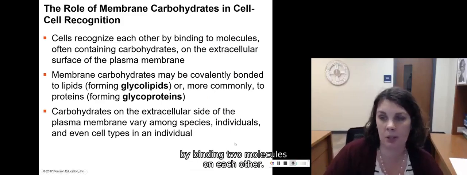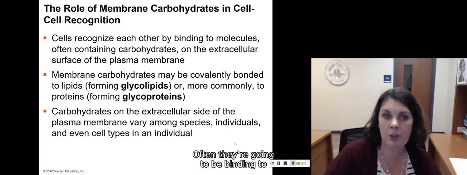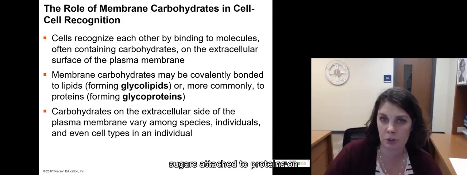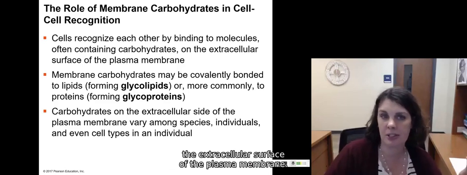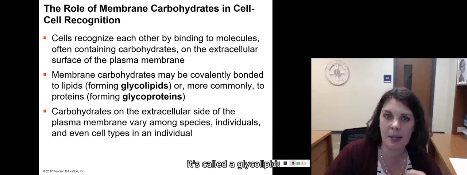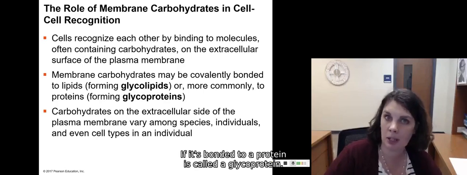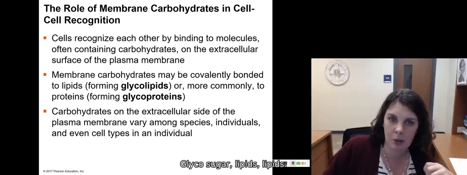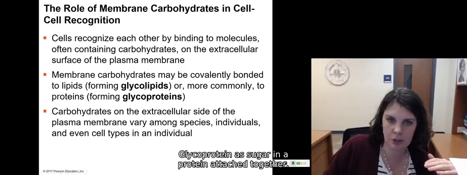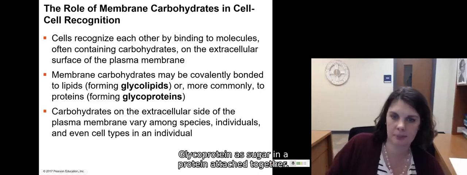Cells can recognize each other by binding to molecules on each other. Often they're going to be binding to carbohydrates or to glycoproteins, sugars attached to proteins on the extracellular surface of the plasma membrane. If a carbohydrate is bonded to a lipid, it's called a glycolipid. If it's bonded to a protein, it's called a glycoprotein. So glyco, sugar, lipid, lipid. So it's a sugar and a lipid together. Glycoprotein, a sugar and a protein attached together.